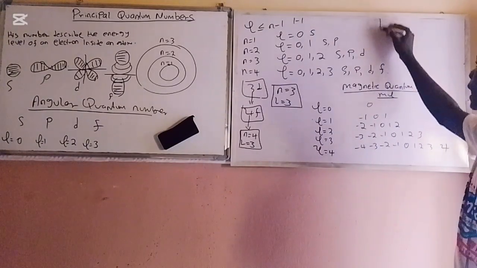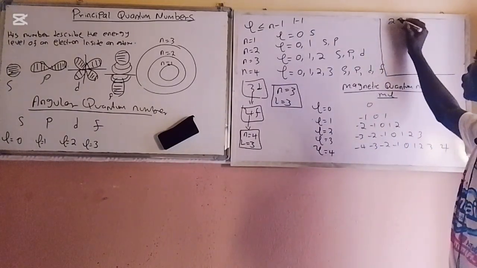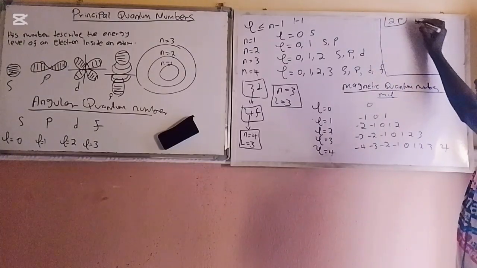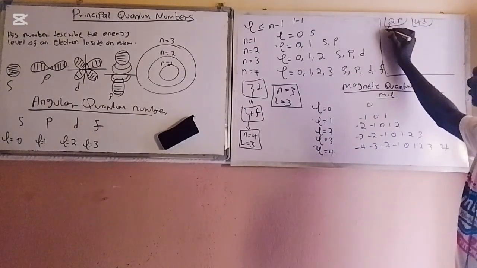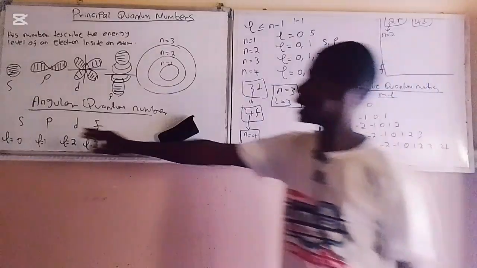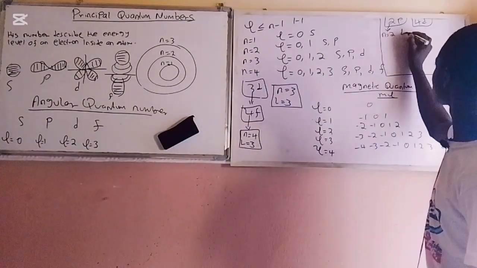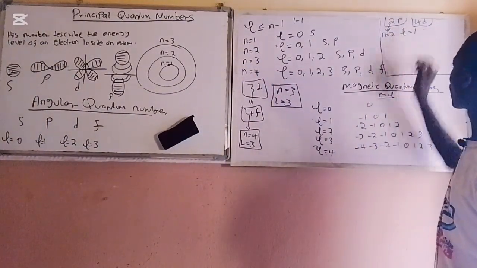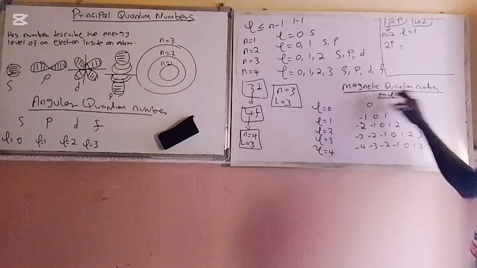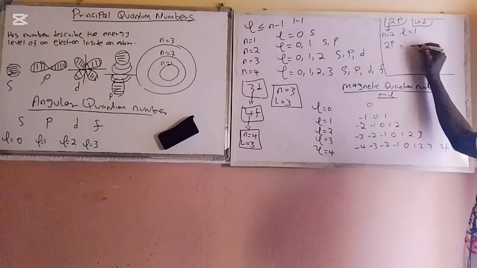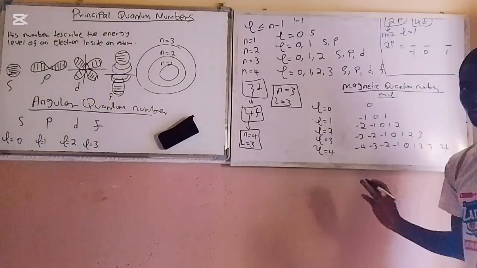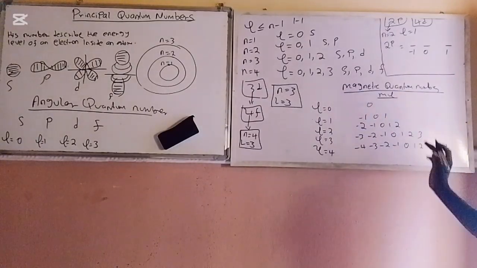So first I am giving an example. Let's say 2p. And let's say 4d. So this is the whole number known as the value of n, which is 2. And the p, which is l, is equal to 1. So for l equals 1, in the magnetic quantum number we have negative 1, 0, 1. So that's one of the examples for magnetic quantum numbers.